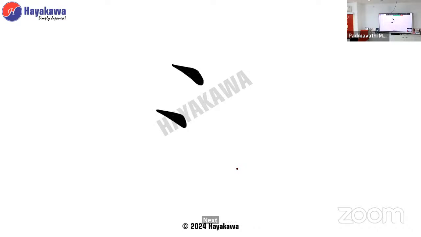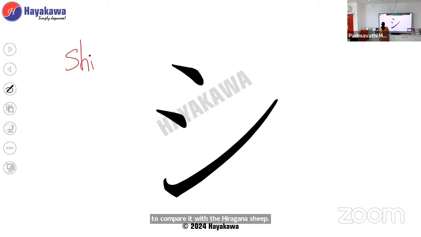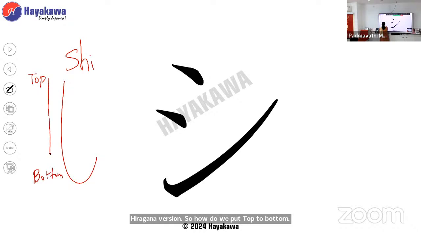Next is shi. When we write shi, we are going to compare it with hiragana shi. For certain fonts, we will compare it with the hiragana version. So how do we write hiragana shi? Top to bottom. The stroke starts from the top and moves towards the bottom, right? And S, H, I, three letters. Here also we are going to start from top to bottom, and three letters, so three strokes.